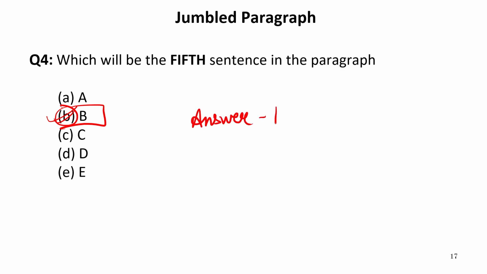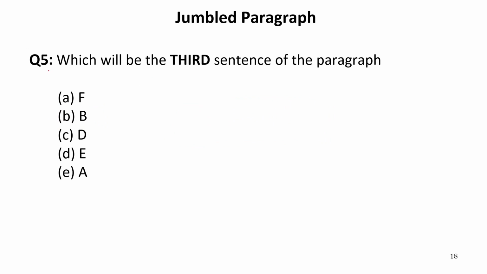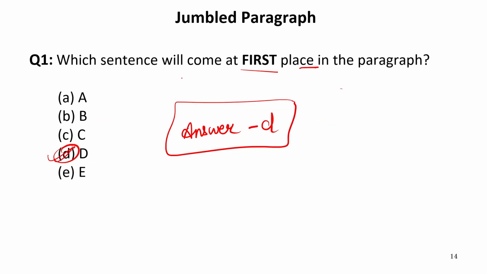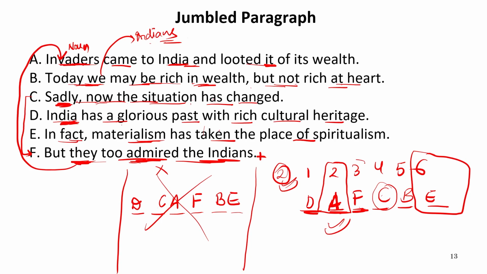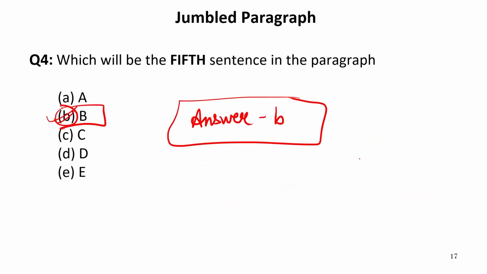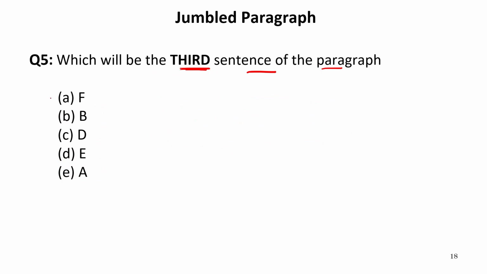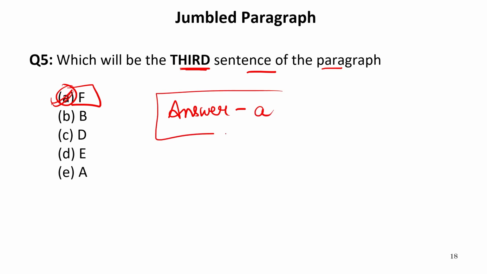And now we have to do the last question of this passage, that is which will be the third sentence of the paragraph after rearrangement. So third sentence. Let us see the third sentence. So the third sentence is F sentence. Now let us see on which option this F is given. It is given on option A. So our answer is A. So this will be the correct answer. That is the third sentence is F.